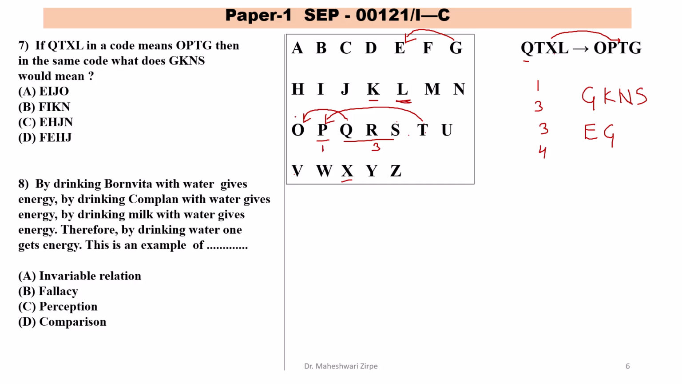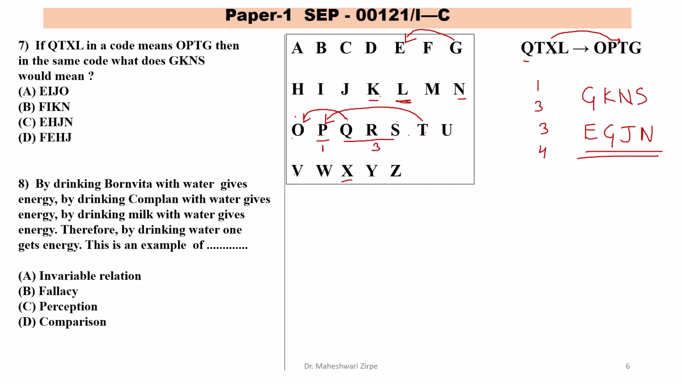Now next option is what? For X, how many letters have they gone back? 3 letters. So for N also we have to go 3 letters back, 1, 2, 3. It is J. And for S that will relate with L. L has gone how many letters? 1, 2, 3, 4. 4 letters. So we have to go 4 letters behind S. So 1, 2, 3, 4. So the option is N. So this should be the correct option.